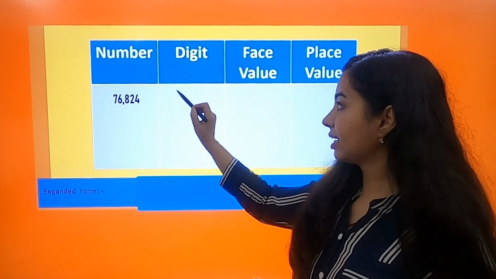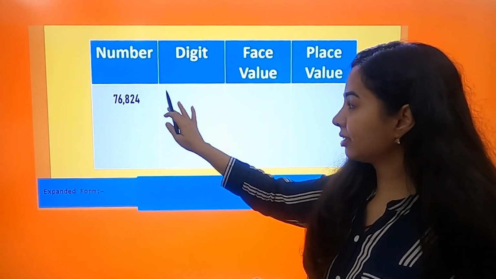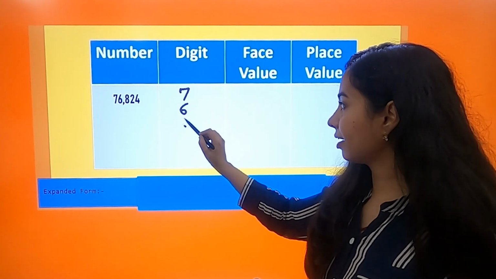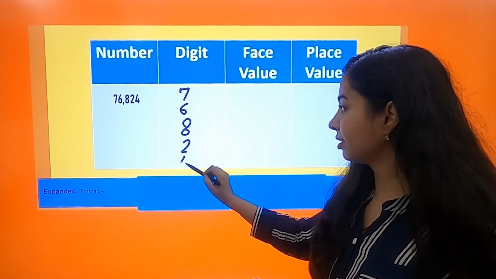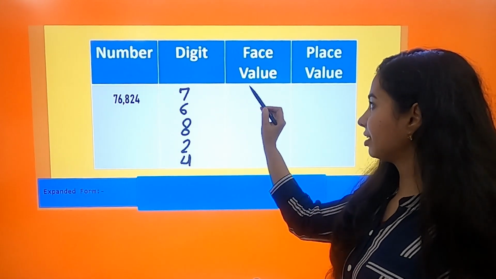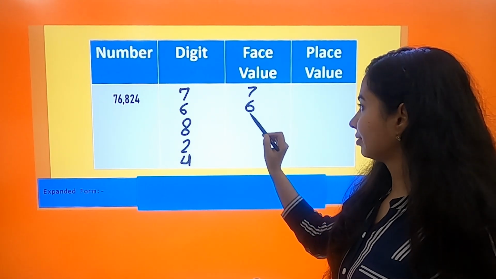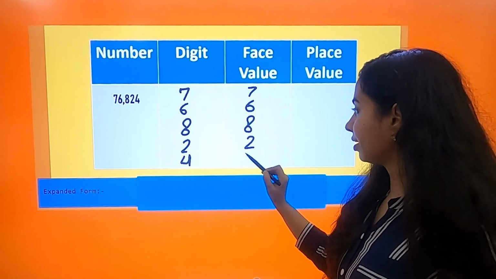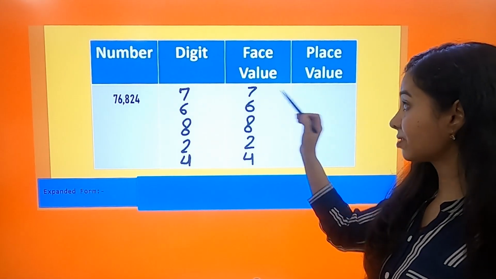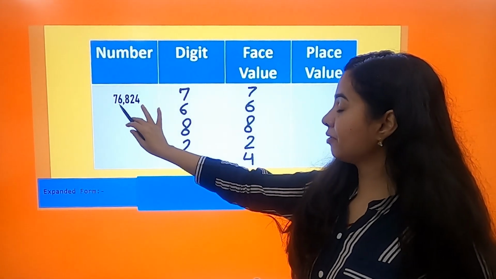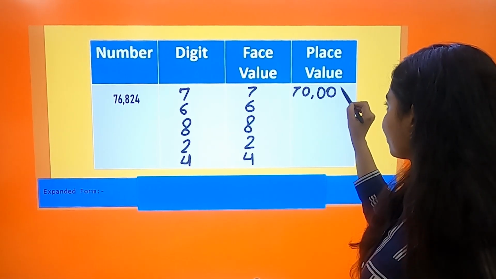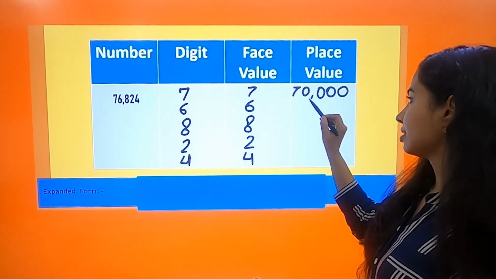So here, let's write the digits. 7, 6, 8, 2 and 4. These are the 5 digits of this number. The face value of 7 is 7, 6, 8, 2 and 4. As you know that this is the intrinsic value, it remains the same. Place value. Place value of 7 here is 70,000. Of 6 is 600.